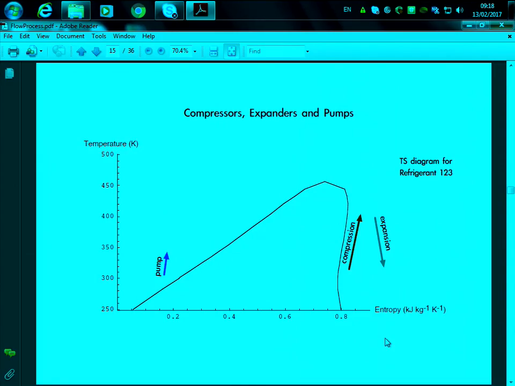Right, so it's very important that by this stage you understand the first and second law of thermodynamics. If you have any problems, tell me, because everything is going to be based on that.